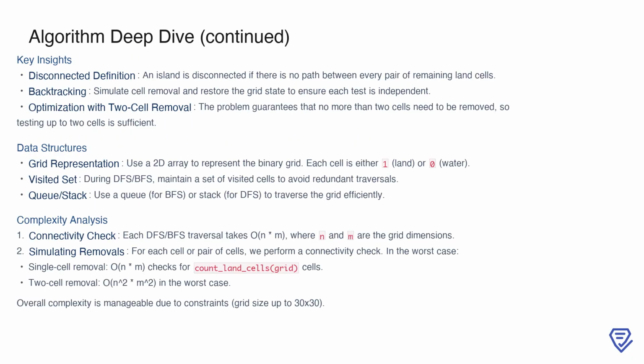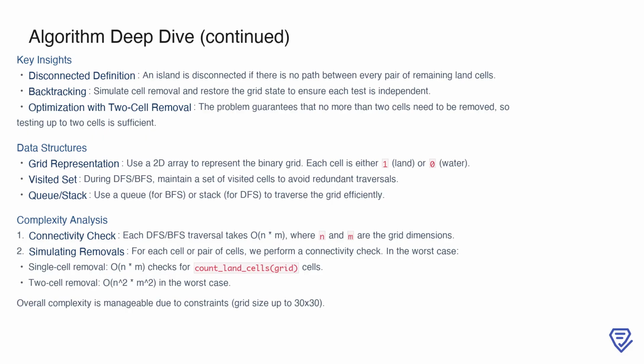The key insights here are that an island is considered disconnected if there is no path between any 2 remaining land cells, and that backtracking is essential for simulating cell removals independently. By restoring the grid after each test, we ensure no unintended changes affect subsequent operations. Additionally, the problem guarantees that disconnecting the island requires removing no more than 2 cells, so testing up to 2 cells is sufficient. The data structures we use include a 2D array to represent the grid, where each cell is either land or water, and a set to track visited cells during DFS or BFS traversal. We also use a queue or stack for efficient grid traversal.